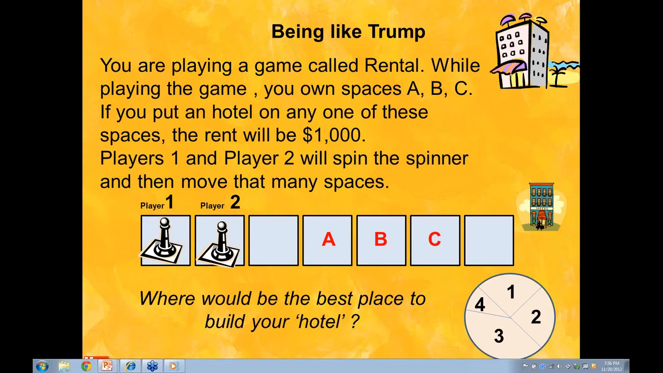And the nice thing about this kind of activity is it's not necessarily a right answer. It's about the probability and the odds. 3, as you see in the spinner, has a larger area. 2 is about a quarter of the spinner. 1 is a quarter of the spinner. As you look at 4, it's about 1/8 of the spinner.